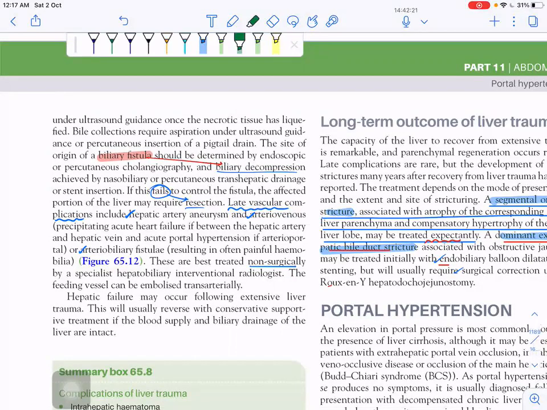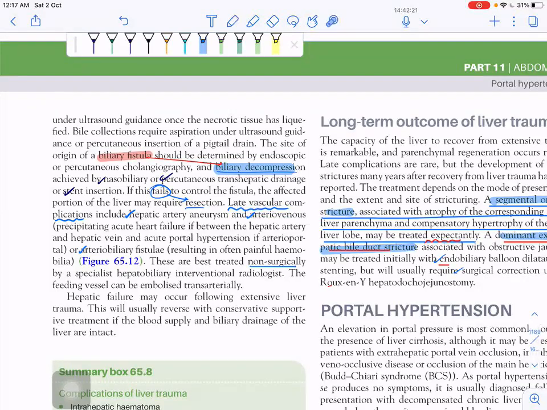After you do surgery, post-operatively, if a biliary fistula has happened, then what to do? First thing, you have to do biliary decompression. How to do biliary decompression? By two methods: active nasobiliary tube or PTC, or stent. Nasobiliary drainage you can use, PTC drainage or PTC stent you can do. Only if this fails do you go for liver resection.